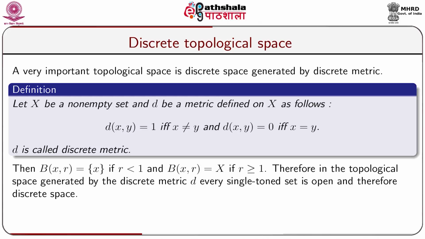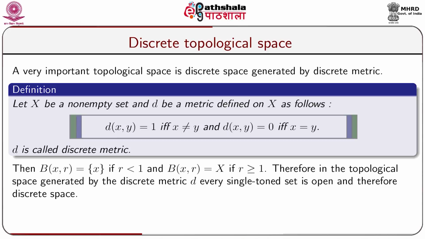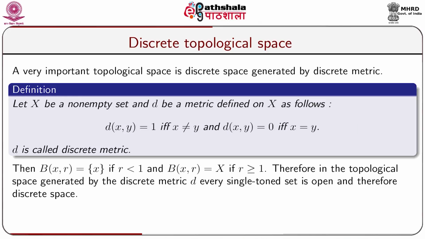By discrete metric on a set X, we mean a metric d defined as d(x,y) is equal to 1 if and only if x is not equal to y, and d(x,y) is equal to 0 if and only if x is equal to y. That means the distance of any 2 points is equal to 1 if and only if they are different, and the distance between any 2 points is 0 if and only if they are equal. This metric is called the discrete metric, and the topology generated by the discrete metric is called a discrete topological space.